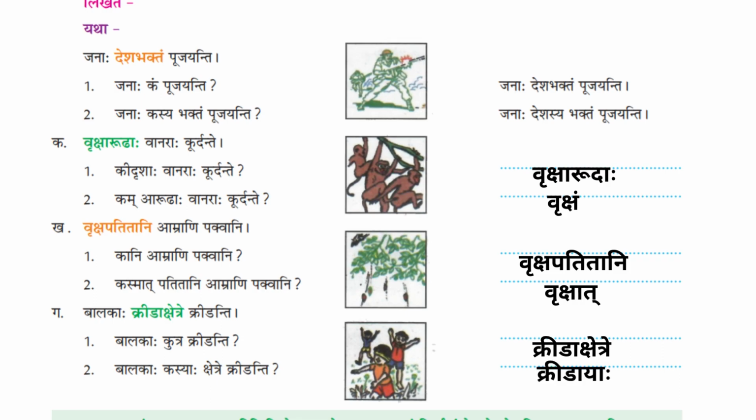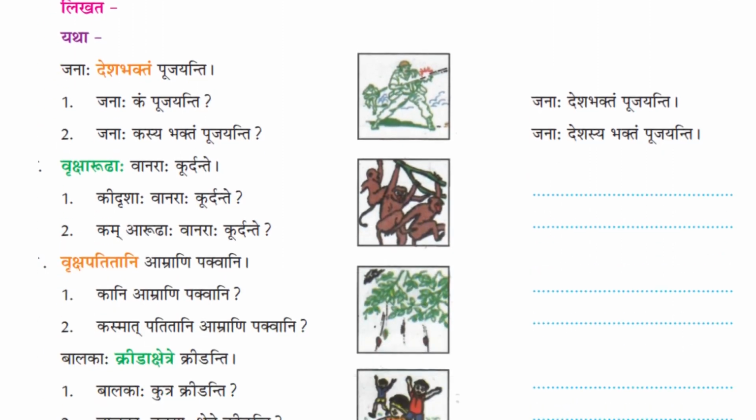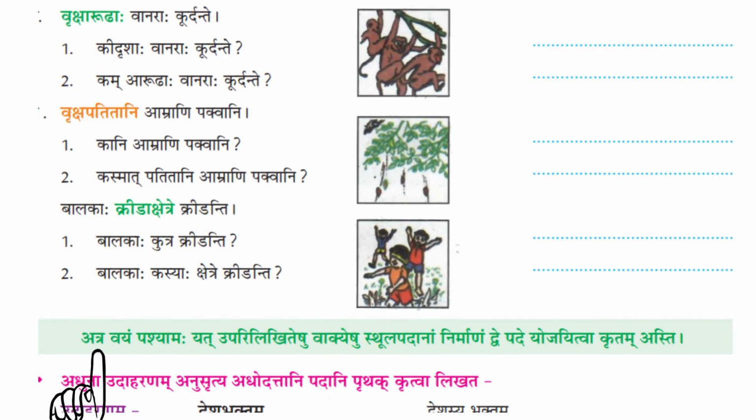So here we see some words which are joined without any sandhi. It is not joined between two letters, but it is joined on the basis of its meaning. Deshasya bhaktaha deshabhaktaha. Vriksham arudaha vriksharudaha. Vrikshat patitaha or patitani vrikshapatitani. Kridayaha kshetram kridakshetram. Atra vayam pashyamaha yat ubari likhiteshu vakyeshu sthulapadanam nirmanam dve pade yojayitva kridamasti.